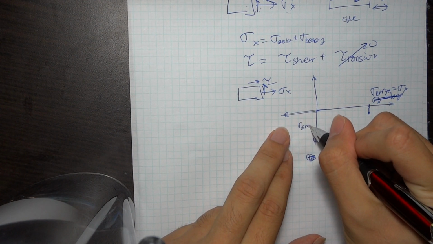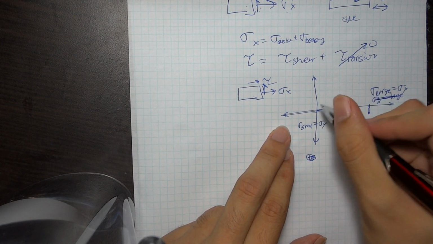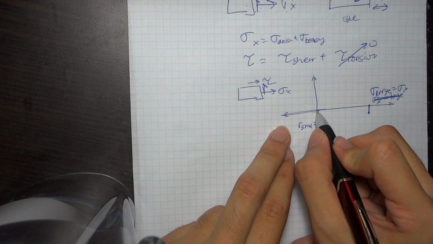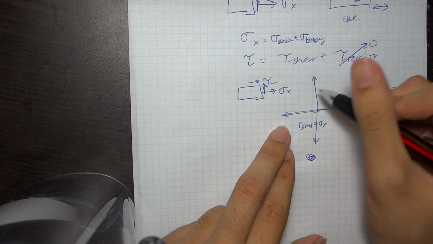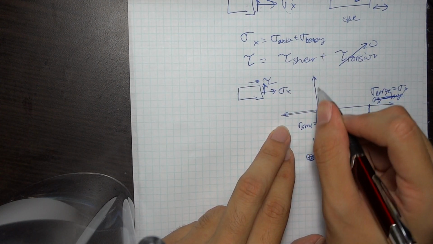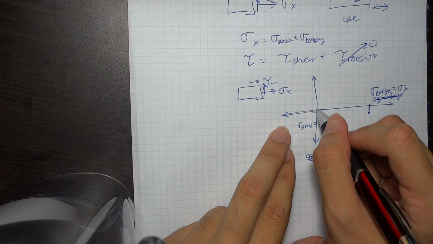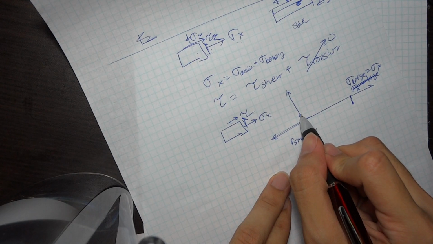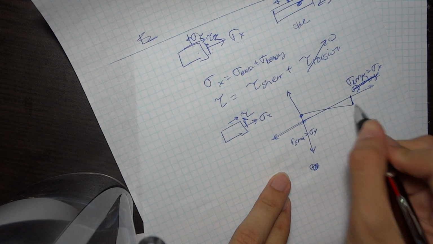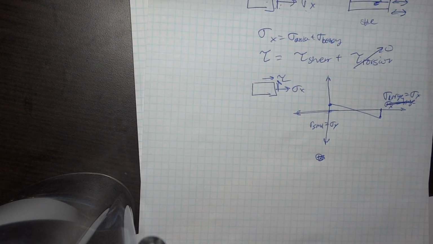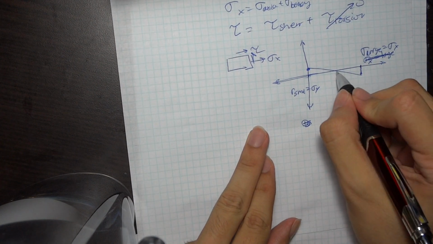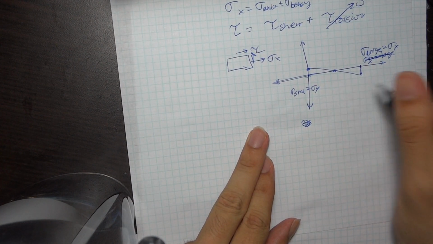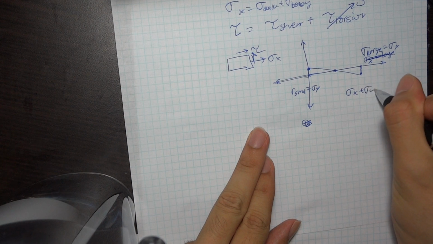Sigma small is just 0 because there is no sigma y. Sigma y is equal to 0. So you just put it on this axis and you go up by tau. And you draw this. And this is your plane that you're starting with. It has a center. The center is sigma x plus sigma y divided by 2.